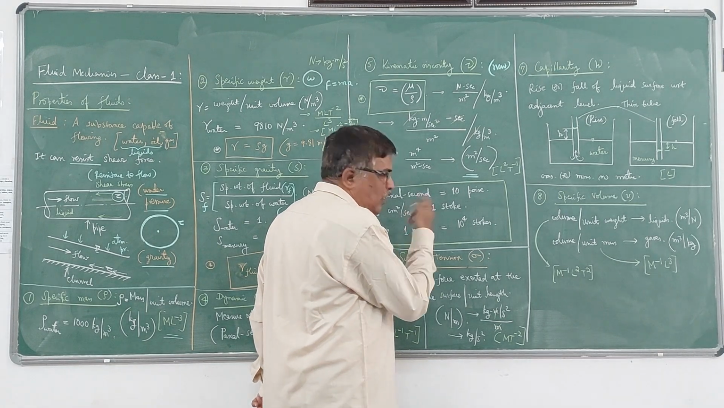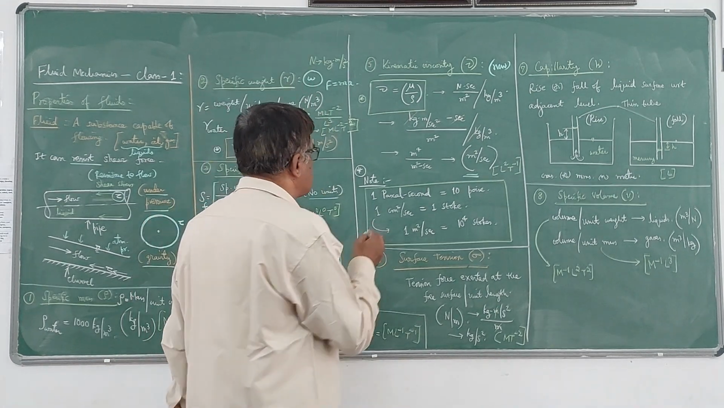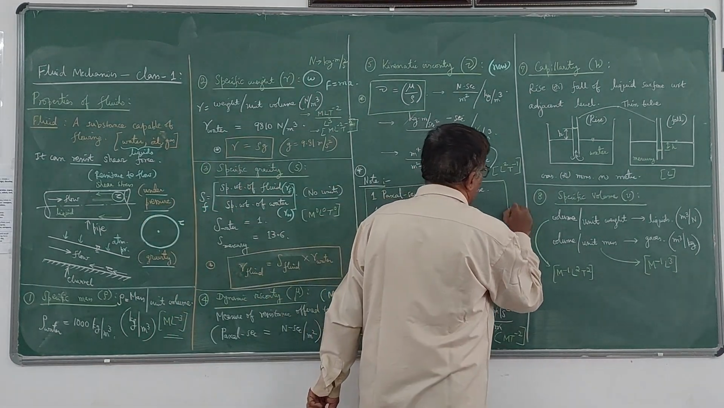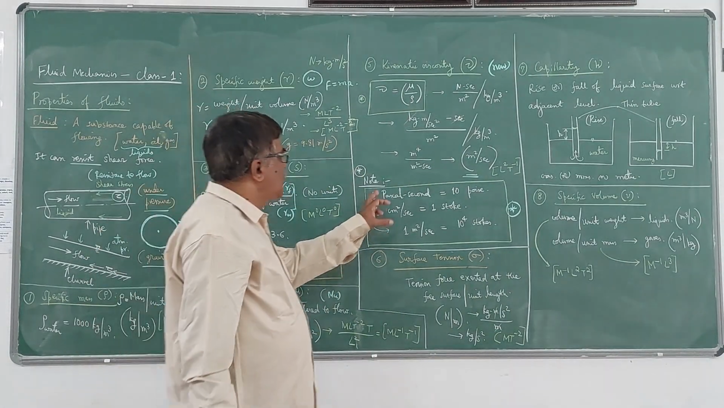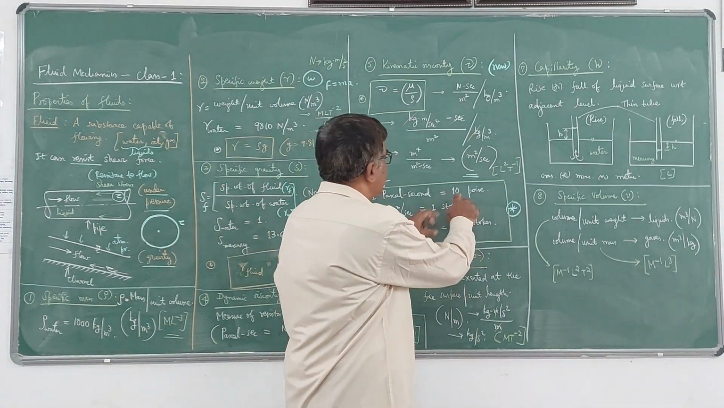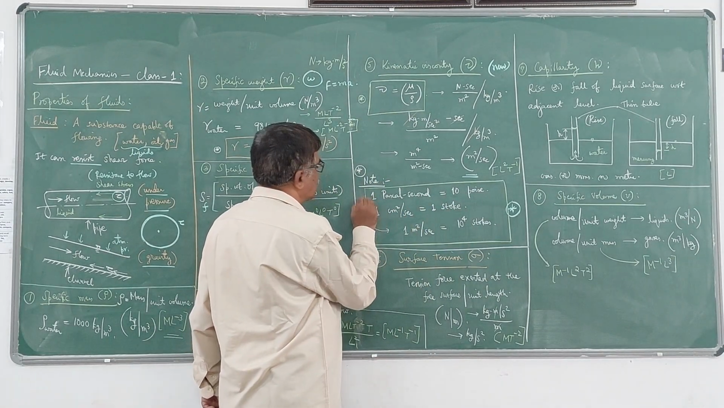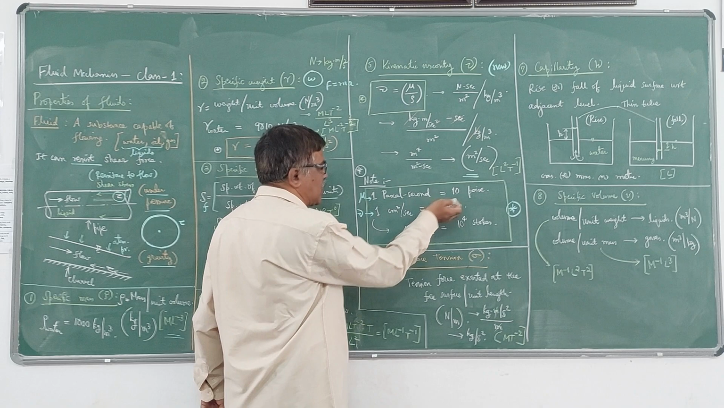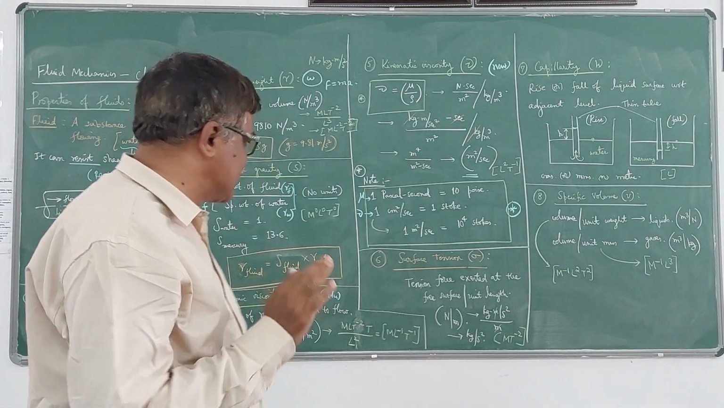Therefore 1 meter square means it is 10 square into 10 square, 10 power 4. So this is a very important conversion you should remember, because in problems they may give a new value in poise, a new value in stokes. So in that case you should be in a position to convert them to SI units, and then you have to substitute in the formula and get the result.